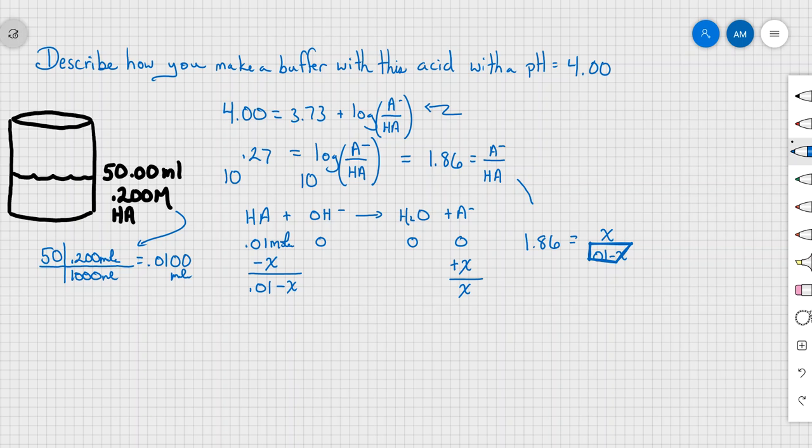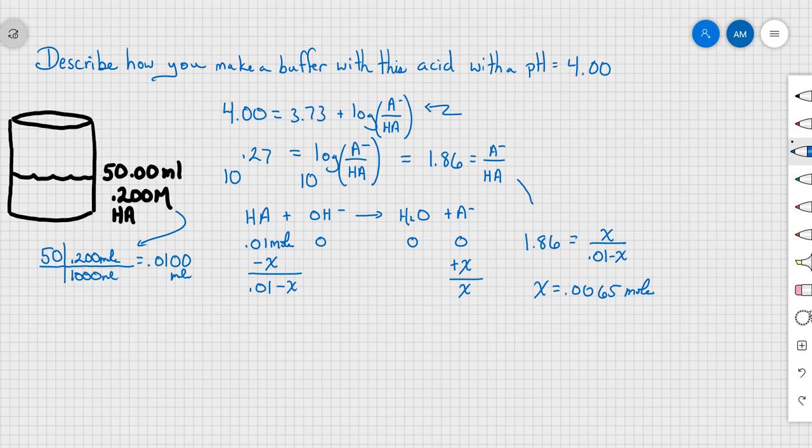Now, you might be asking, well, you're using moles. The Henderson-Hasselbalch equation is in molarity. That's true, but it's all in the same beaker, so the volume of both of these things is exactly the same. So we can use moles instead of molarity. I think it just makes a little bit more sense in this problem. So x ends up being, by the way, 0.0065 moles.